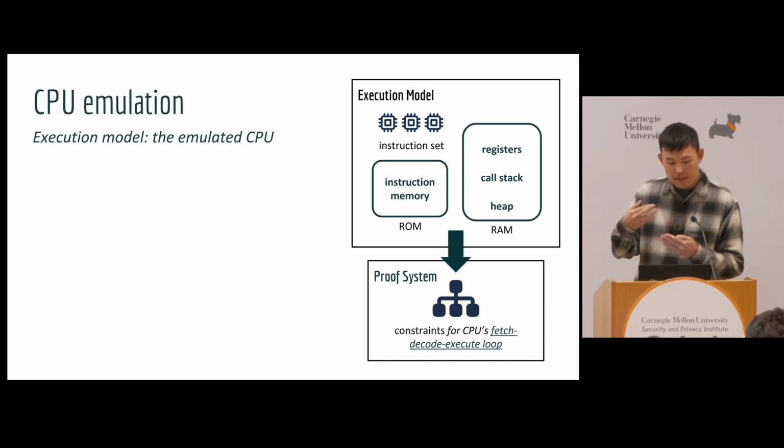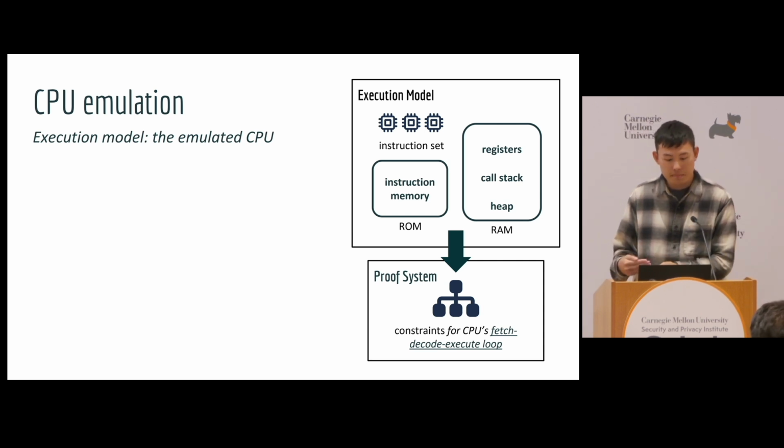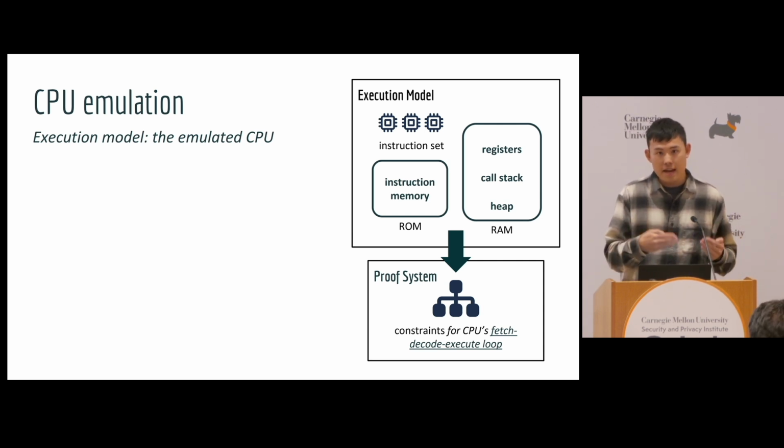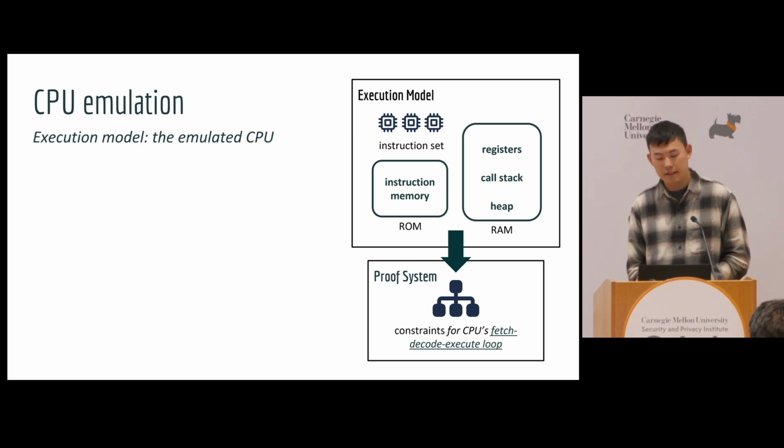Now, programs in a CPU emulation are expressed as a sequence of executed instructions. The prover uses the constraints to prove that it has executed every instruction correctly, and as a result, the entire program correctly.